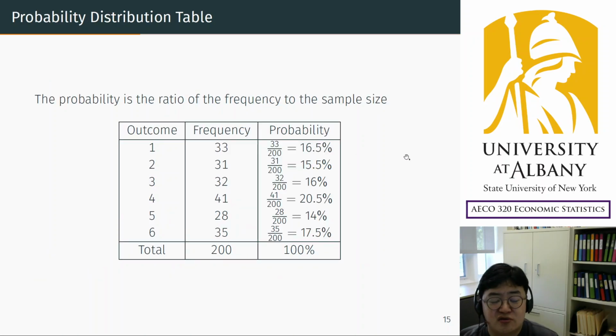And then you know how to calculate the probability based on the frequency, right? Just the ratio, the proportion between frequency and the sample size. So out of 200 observations, I observe outcome 1 33 times. So their frequency is 16.5%. That is how we define probability based on the frequentist approach, right? I'm going to use this throughout this course.